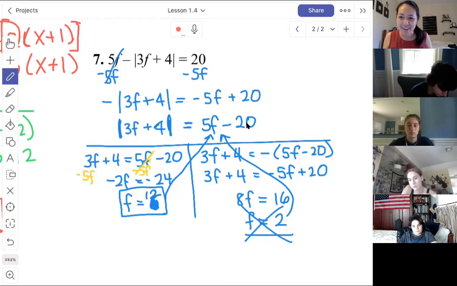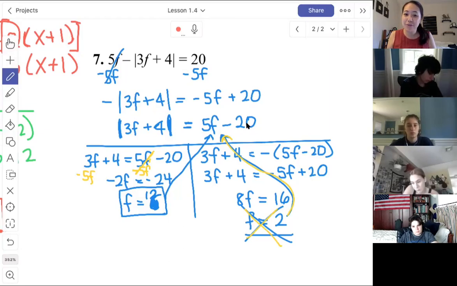And then the other one, f was 2, but when I plugged it in, I got 10 minus 20, which is a negative number, which is why I tossed it. Extraneous solution. All right, so f is 12 is your final answer. Any questions?